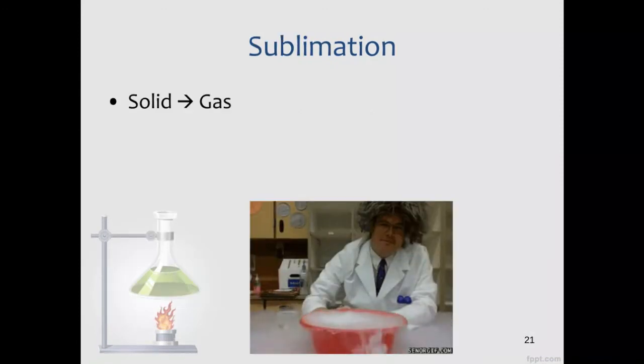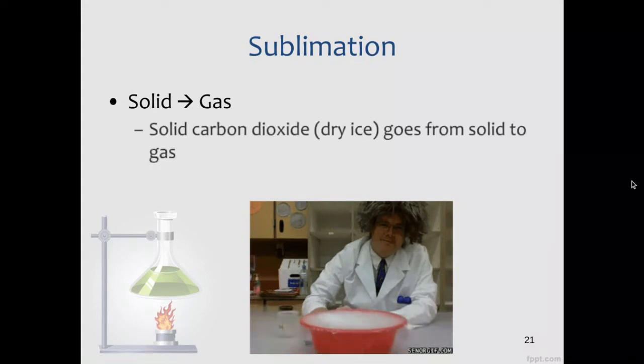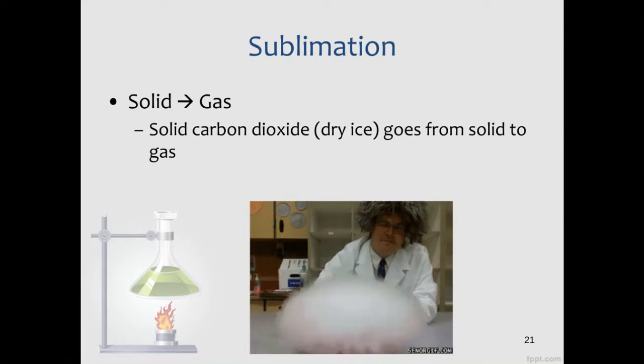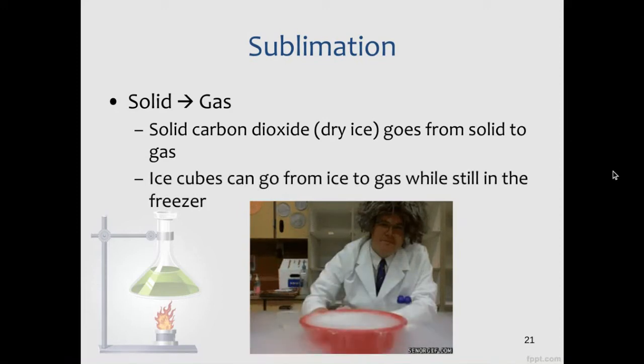Sublimation is the movement from a solid straight to a gas. We see this with solid carbon dioxide, or dry ice, as it moves from the solid to the state of matter of gas. Ice cubes can go from ice to gas while still in the freezer.